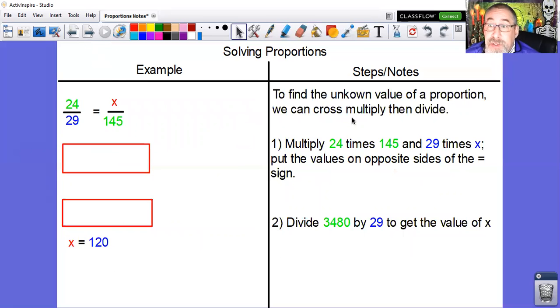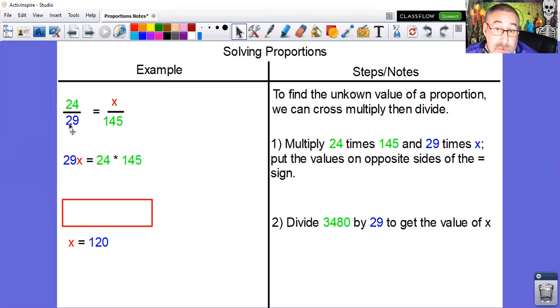All right, so here's another example. Now that we understand how to find that they're proportional, that lets us understand how we can set this up and use algebra to find the missing part. So to find the unknown value of a proportion, we can simply cross multiply and then divide by the other number. So if we cross multiply 29 times x, that gives us our 29x, 24 times 145. This is the algebra, or cross multiplying and setting up an equation using algebra.